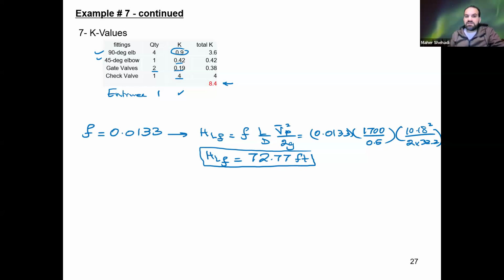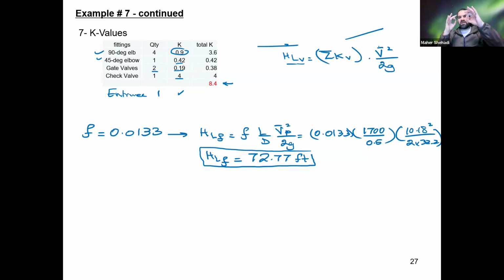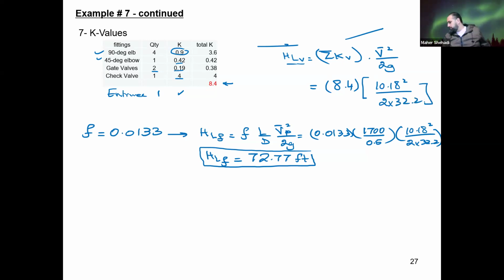Since the system doesn't have any change in the pipe diameter, I can simply say the head loss for the fittings, which I call HLV, is the summation of all the K values, multiplied by V squared over 2g, instead of doing each one by one. Okay? So from here, this would be 8.4. The velocity, 10.18 squared over 2 times 32.2.